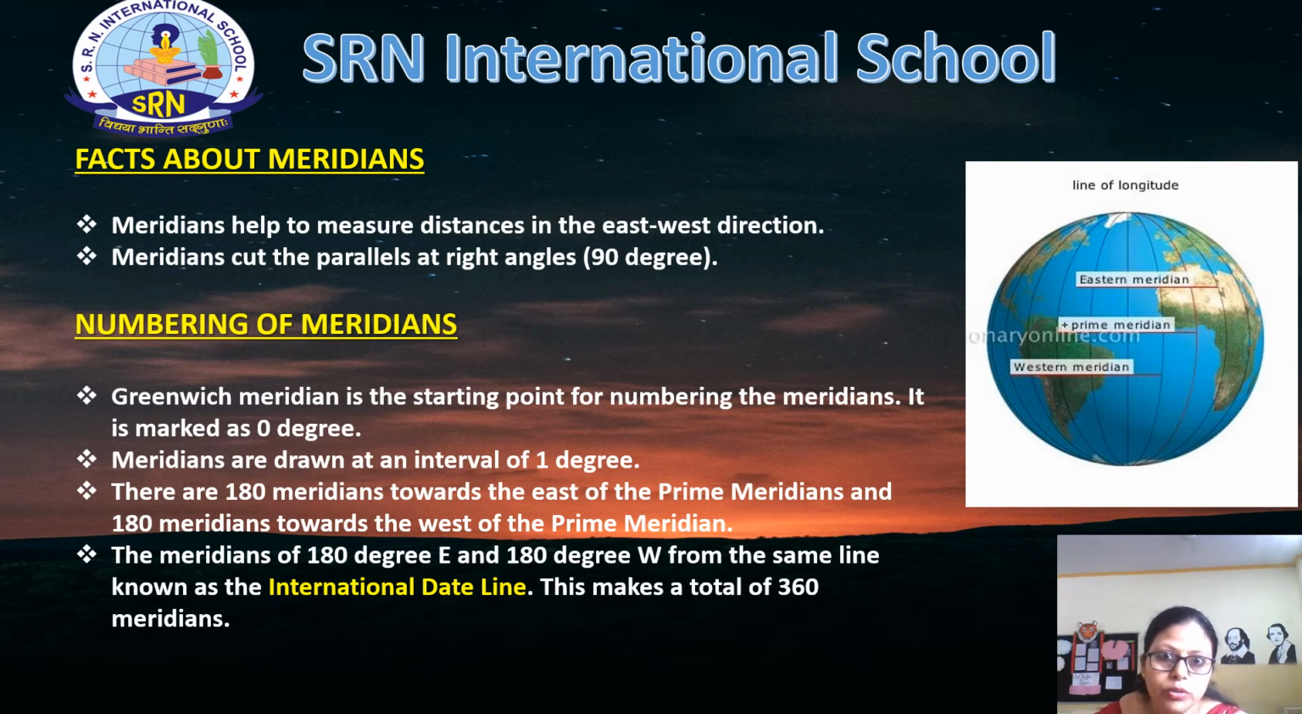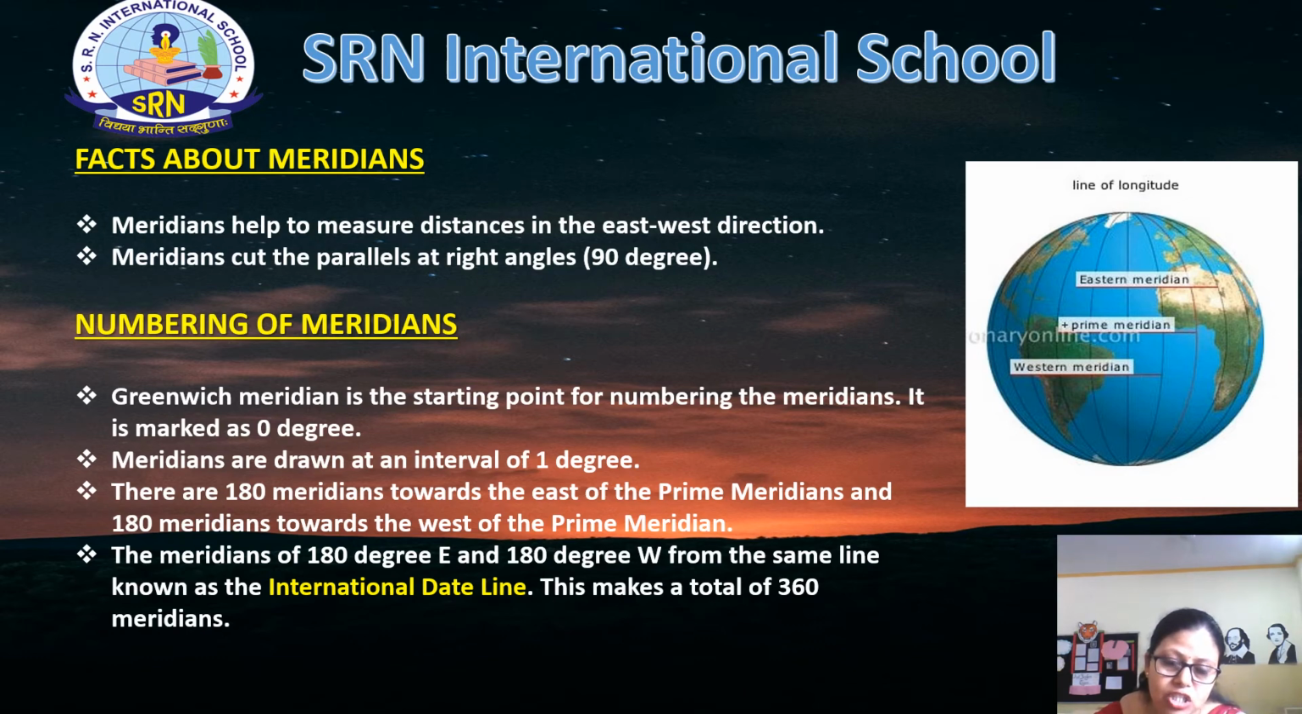The longitudes do not run parallel to each other but meet at the two ends. The maximum distance between any two meridians is at the equator. As one moves away from the equator and goes towards the poles, the distance between any two meridians decreases.